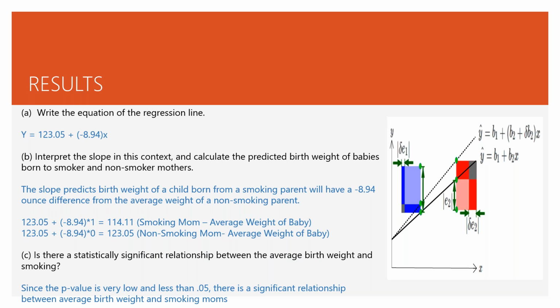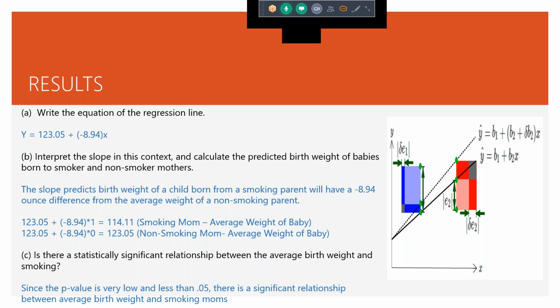The non-smoking mom's average weight is 114.11, and the non-smoking was 123.05. Since the p-value is very low and less than 0.05, there's a significant relationship between the average birth weight and smoking moms. And that's it.